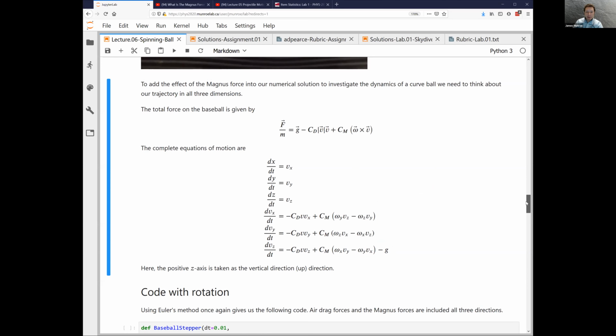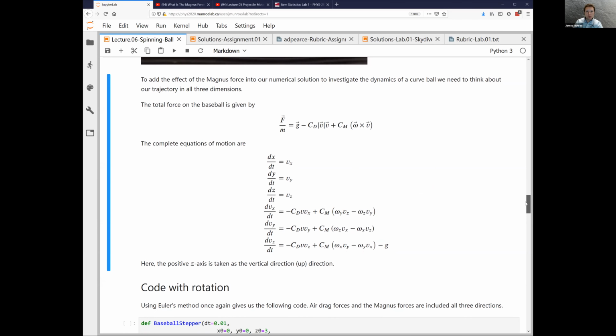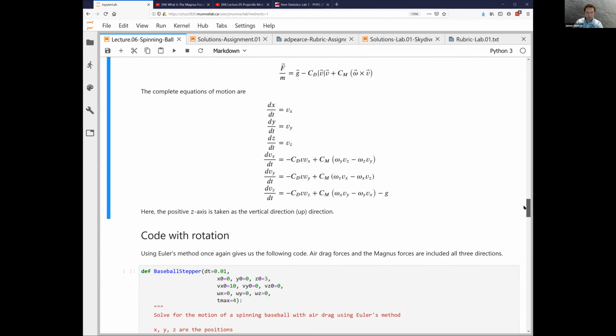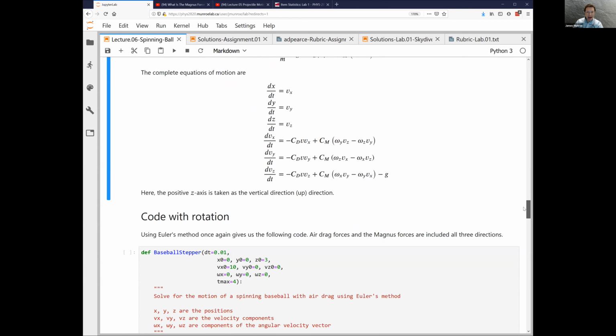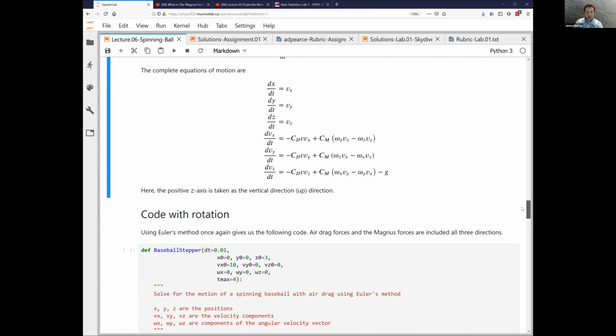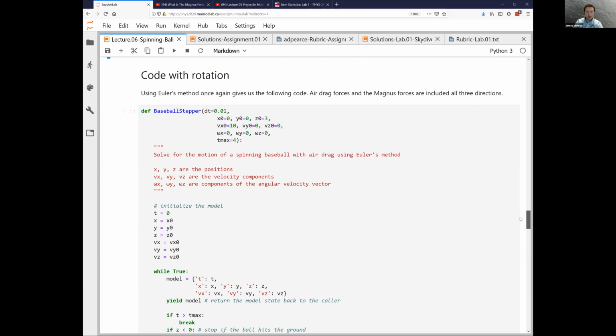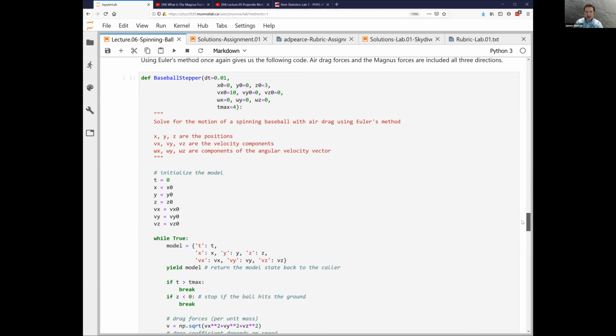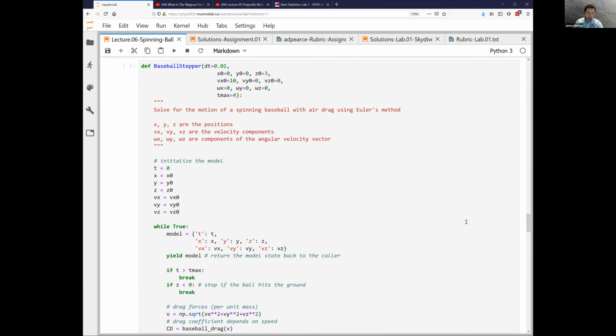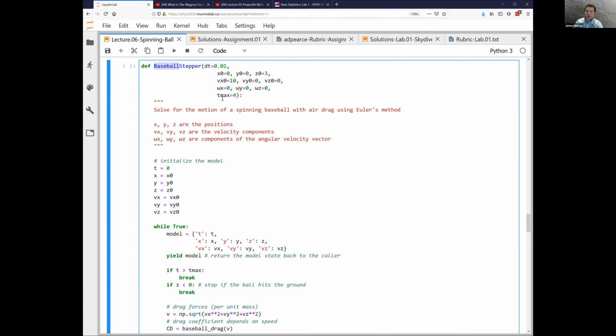Okay, so let's implement that code. Let's solve a model for projectile motion that includes both an air drag and a Magnus force. As we've been doing, the pattern of the template is I'm going to split my program into 2 parts: a part which is responsible for solving the numerical model, and a part which is responsible for plotting the results, and then some driver code or an application to pull it all together. So, code with rotation. I've taken a code which we've done before, looking at projectile motion. I'm going to call this thing a baseball stepper because it's going to step through time.